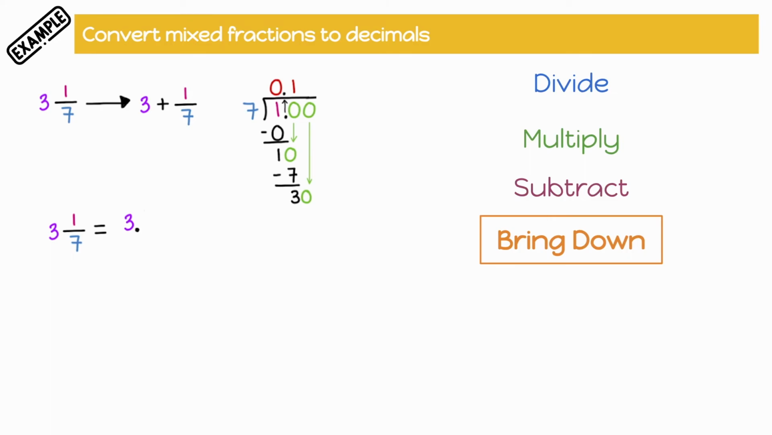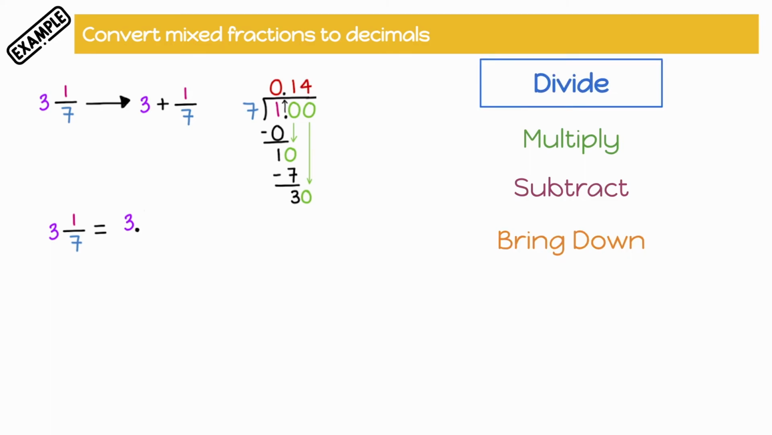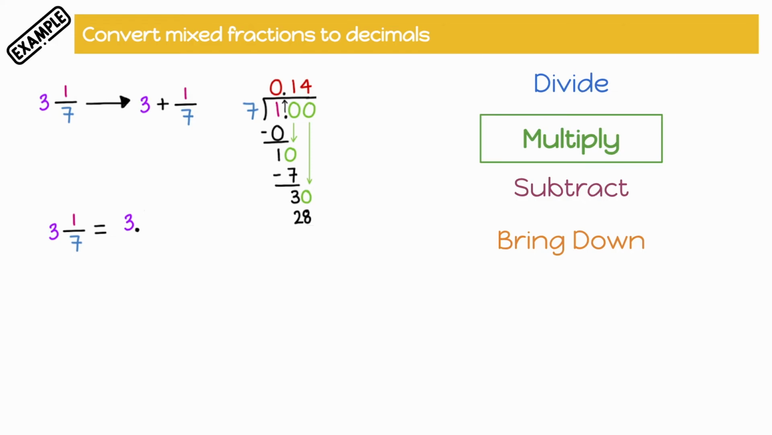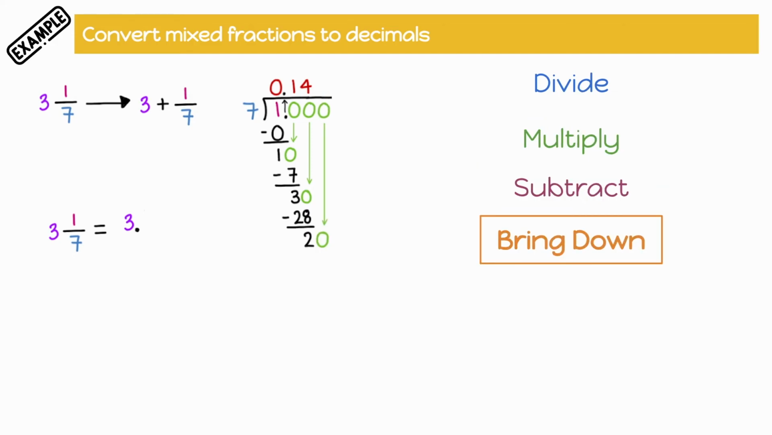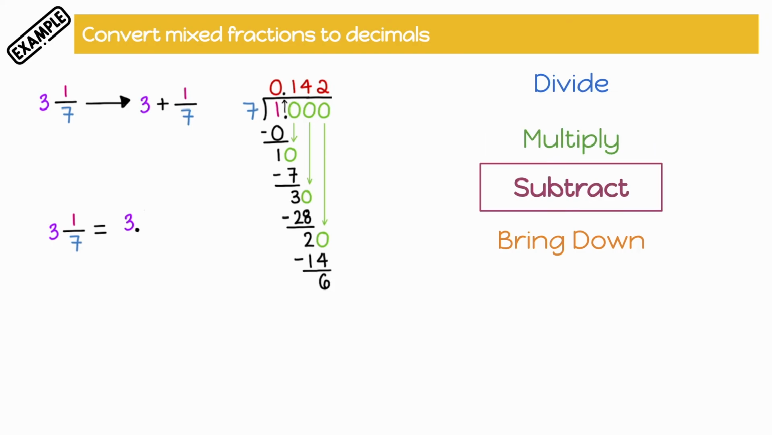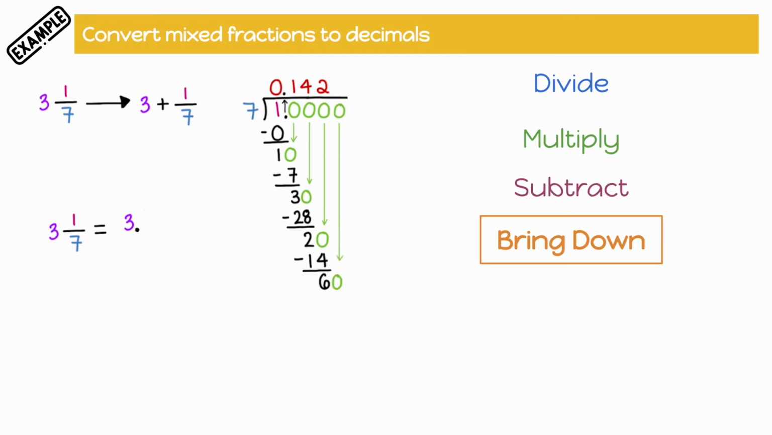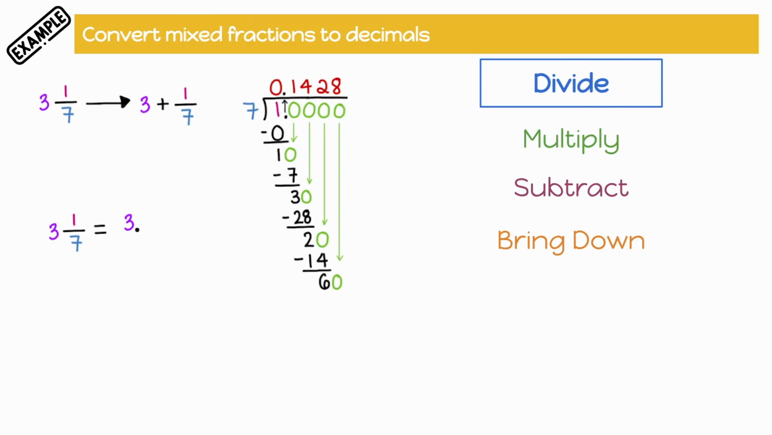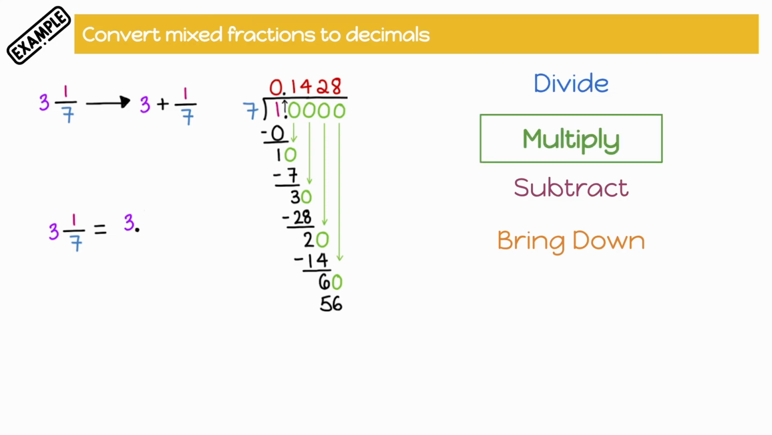7 fits into 30 4 times. Then we're going to multiply. 7 times 4 is 28. We're going to subtract. We're going to get 2 and bring down. So this one seems to be going for quite a while now. So 7 fits into 20 2 times. 7 times 2 is 14. We're going to subtract. We get 6. Bringing down, now we have 60. How many times does 7 fit into 60? It's going to fit into it 8 times. 7 times 8 gives us 56. We're going to subtract, and we get 4.